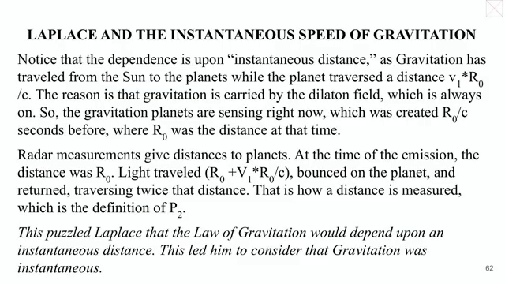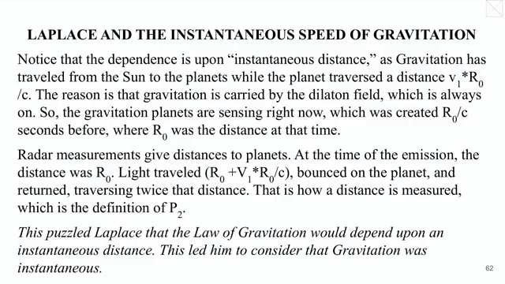Laplace and the instantaneous speed of gravitation. Notice that the dependence is upon instantaneous distance, as gravitation has traveled from the Sun to the planets while the planet traversed a distance v1 r0/c. The reason is that gravitation is carried by the dilaton field, which is always on. So, the gravitation planets are sensing right now was created r0/c seconds before, where r0 was the distance at that time.